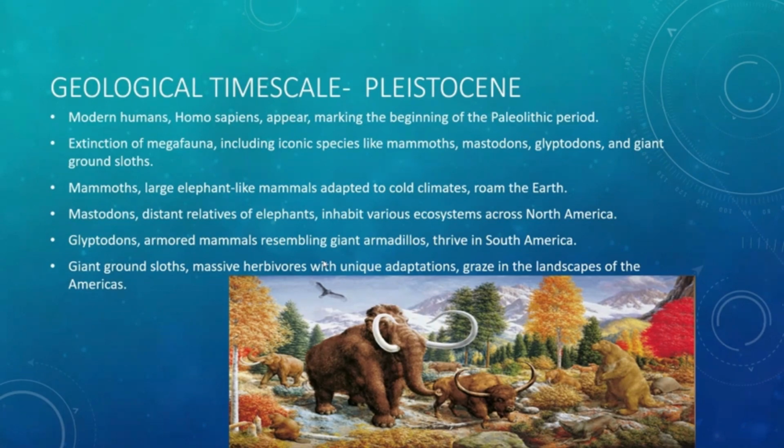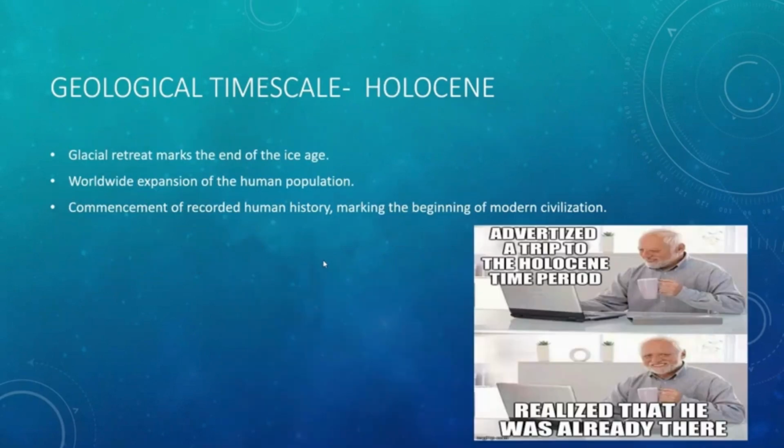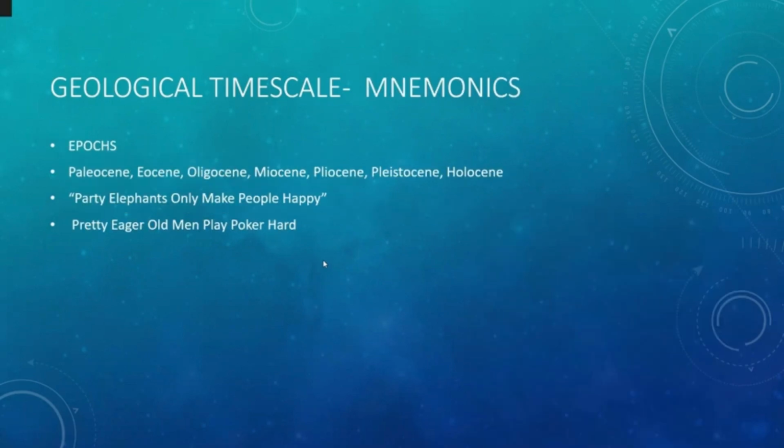Mammoths were large elephant-like mammals adapted to cold climates that roamed the earth. Mastodons were distant relatives of elephants that inhabited various ecosystems across North America. Glyptodons were armored mammals resembling giant armadillos that thrived in South America, while giant ground sloths were massive herbivores with unique adaptations that grazed in the landscape of the Americas. The Holocene was when the glacial retreat marks the end of the Ice Age, worldwide expansion of the human population, and commencement of recorded human history, marking the beginning of modern civilization.